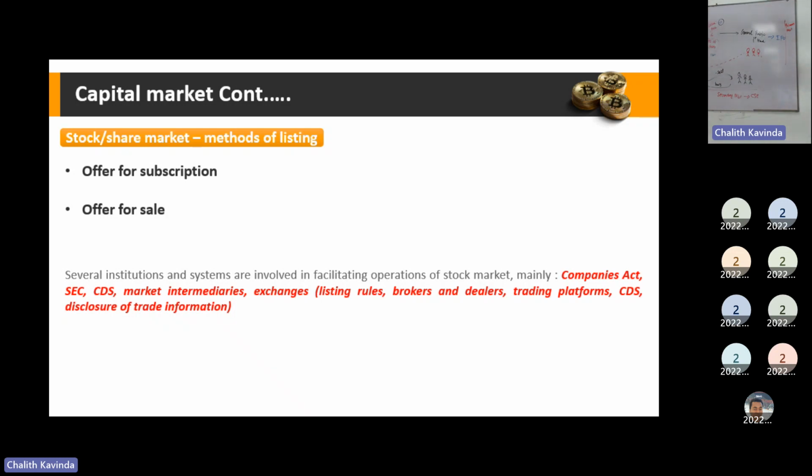Right, okay. So now here you could see several institutions. Listen up. Several institutions and systems are involved in facilitating the operations of the stock market, mainly the Companies Act and the Securities and Exchange Commission. Stock market is which type of a company? A company limited by shares. And so who are the owners? The control is being done by.